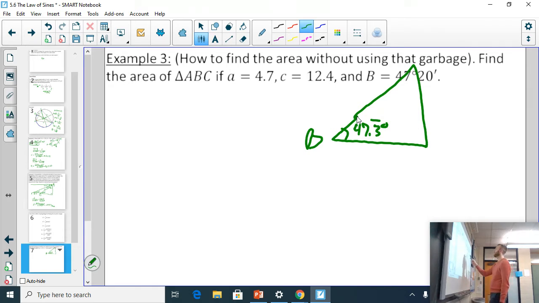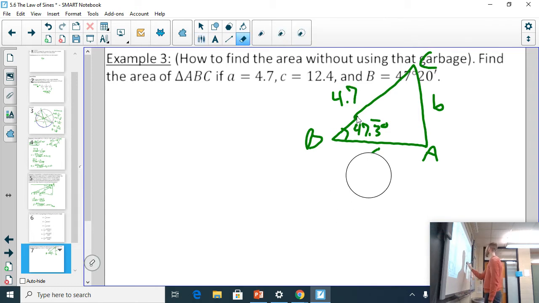And then across would be b. And then it doesn't really matter where the others go. If we said A goes here, then a is there. And if we said big angle C is there, then little c is there. And it doesn't matter if it's not proportional. You just have to know what you're doing, right? So a would be 4.7. And c would be 12.4.